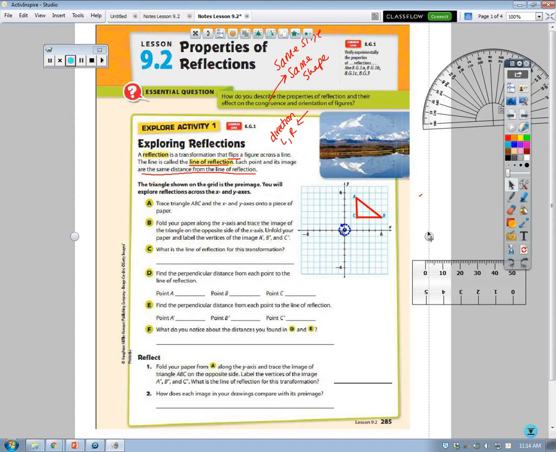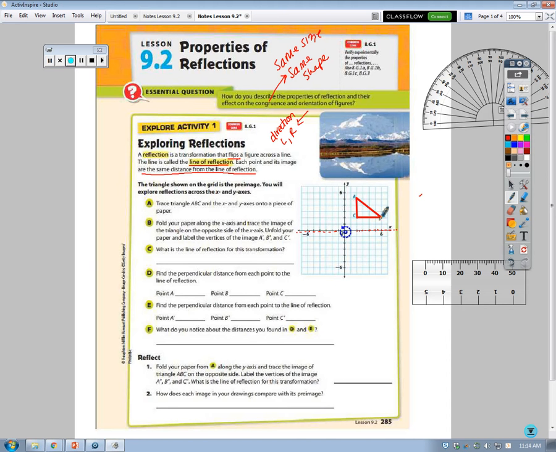So what it wants me to do now is fold the paper across the x-axis. So the x-axis is right here. Right, so this is my x-axis. I'm going to fold my paper across that. And then when I do that, I'm going to be reflecting triangle ABC across that line of reflection. Then you unfold and label your new triangle, your image, A prime, B prime, C prime.